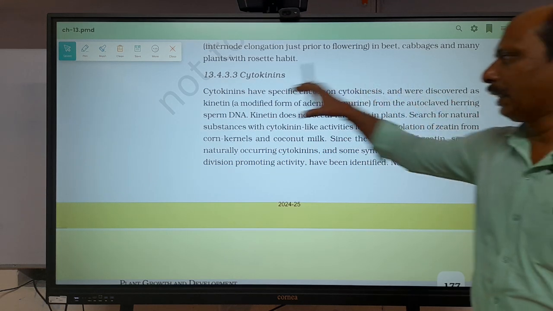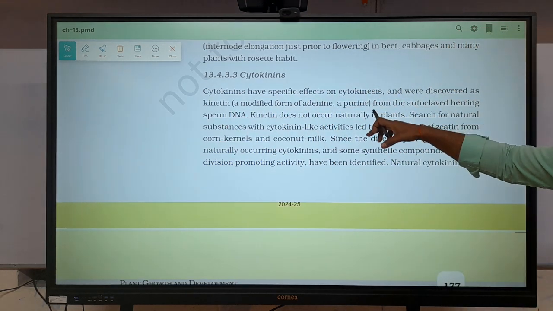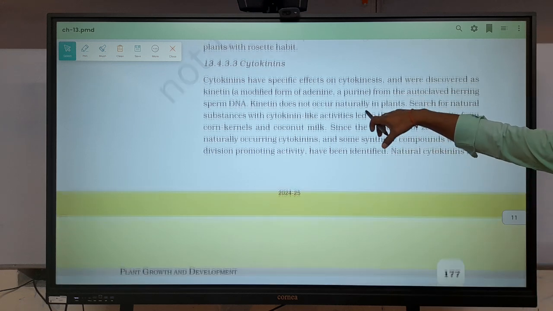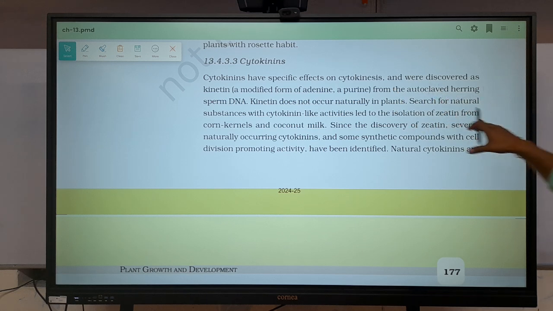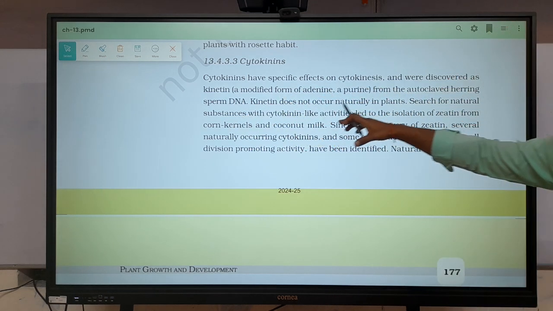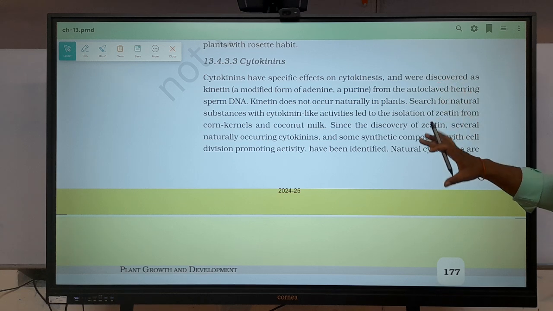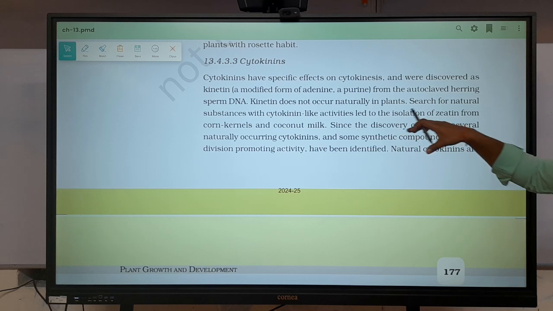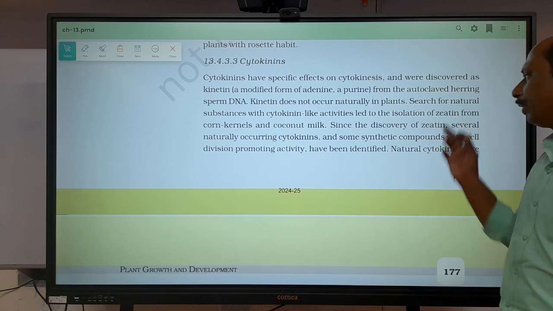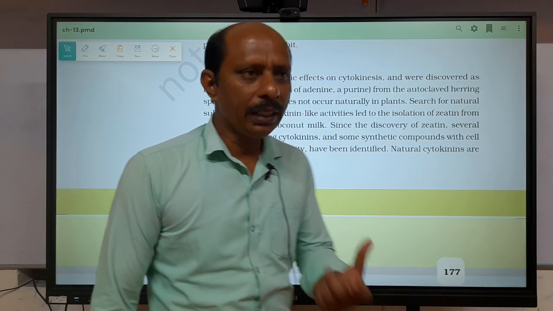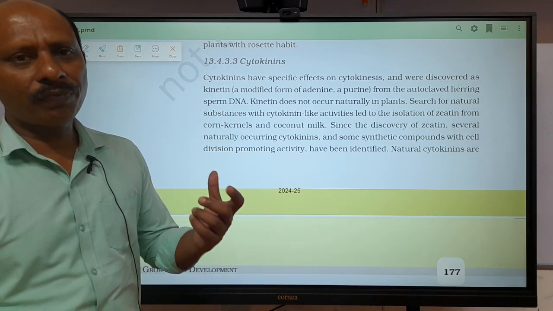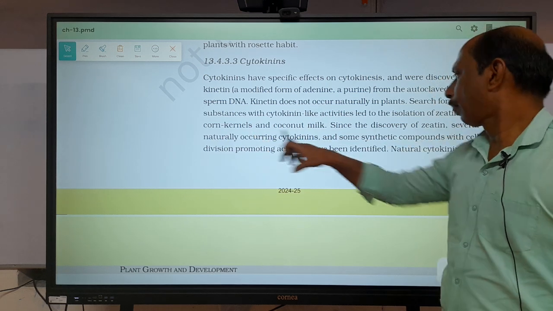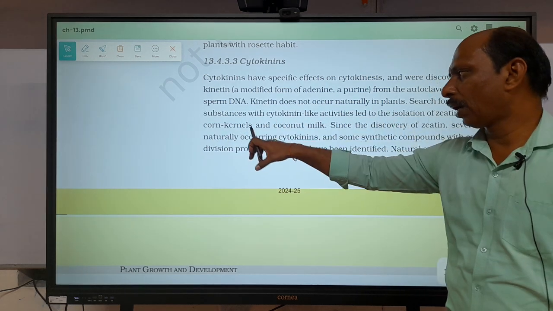They were discovered as kinetins, a modified form of adenine, a purine, 6-furfurylaminopurine, right? From autoclaved herring sperm DNA. Kinetin does not occur naturally in plants. In another form, they are formed. Search for natural substances with cytokinin-like activities led to the isolation of zeatin. It is called zeatin, because it was first observed in maize, from corn kernels and coconut milk.